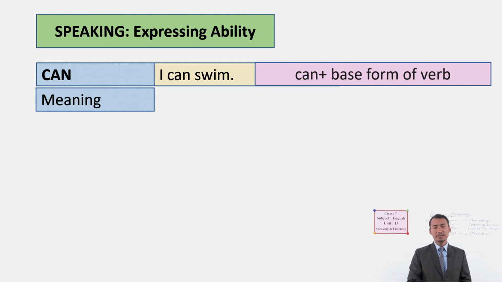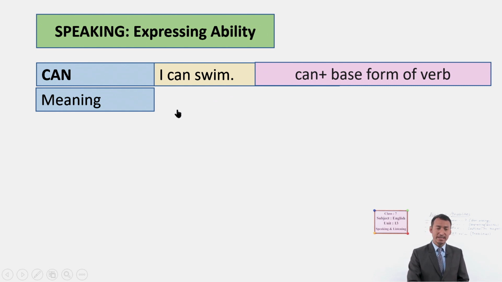Okay, students? For example, you can't say I can doing. No, you have to say I can do. You cannot say I can ate. No, you have to say I can eat, not ate or eating after can. Look here. So this is the structure.